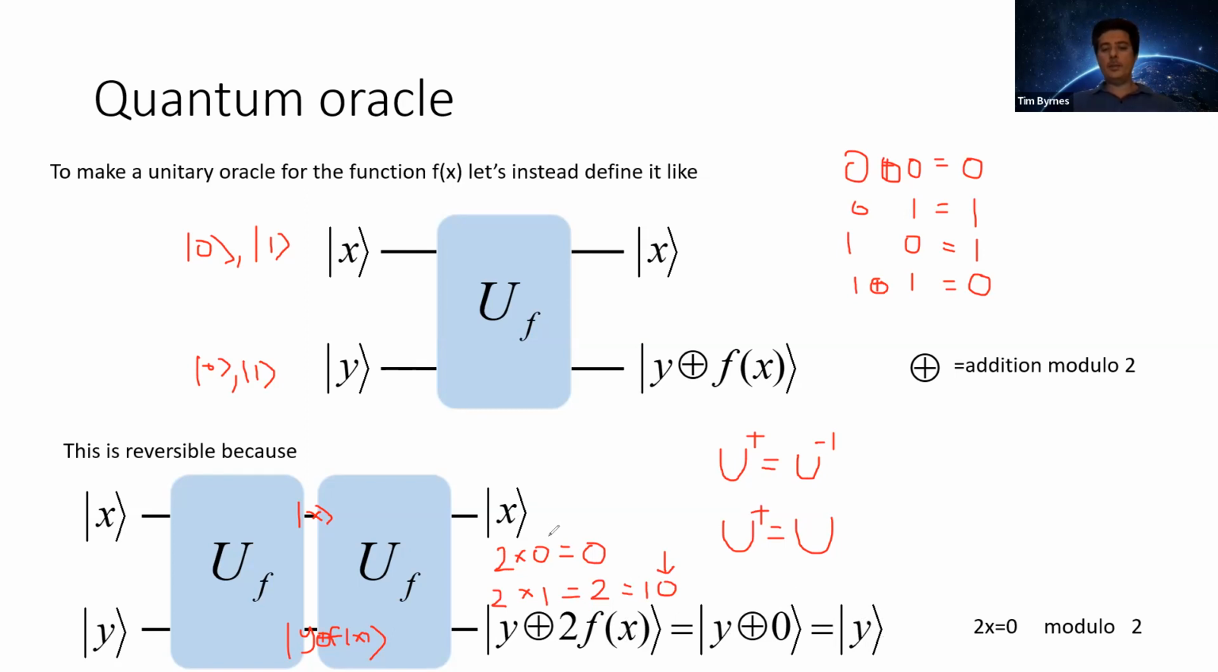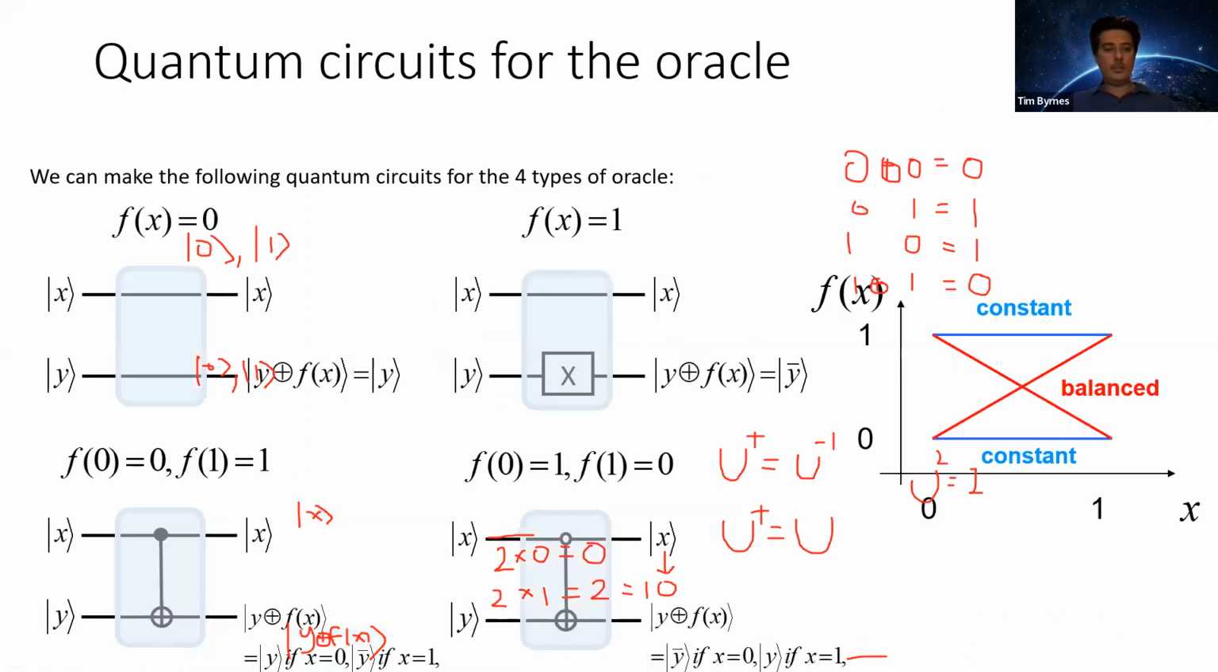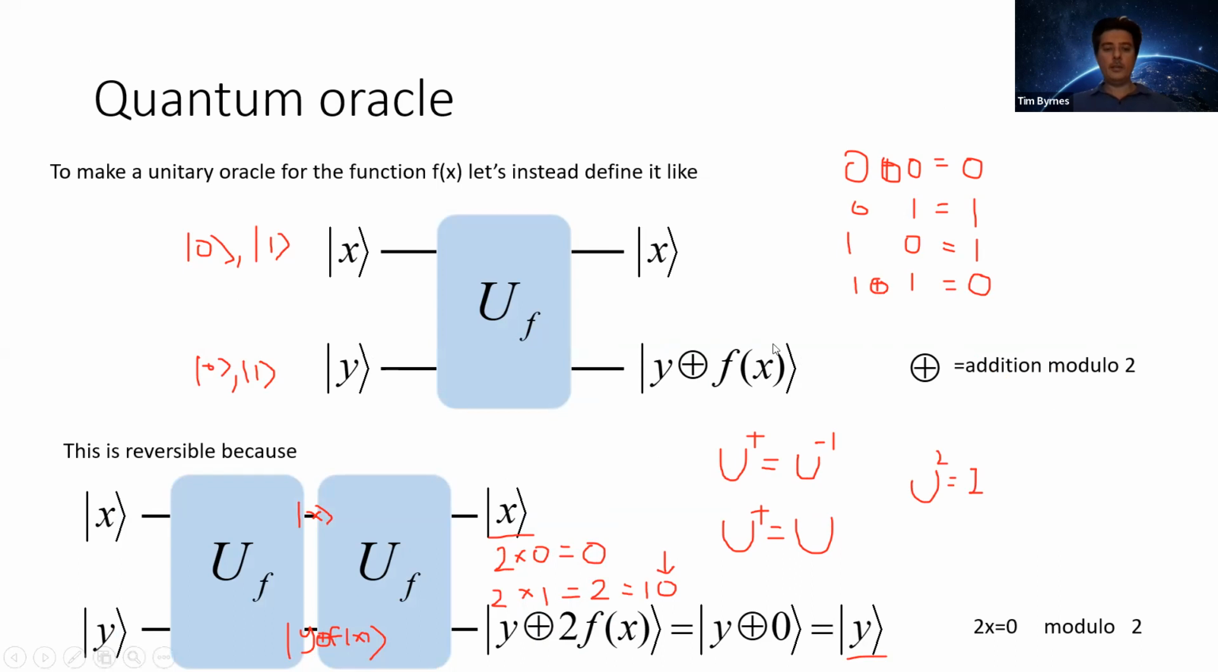So we've ended up at whatever the original states are, x and y. And so this shows that this is its own inverse. So u squared in this case is equal to the identity. So this is how we can make a quantum version of this oracle, because this is now a unitary process.